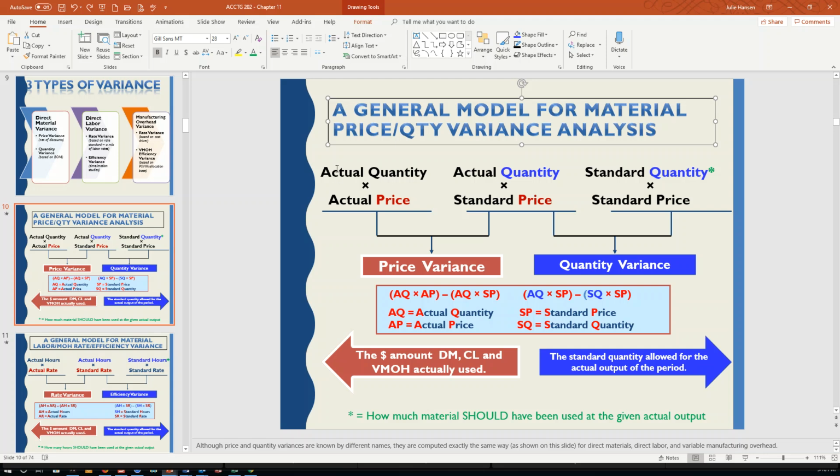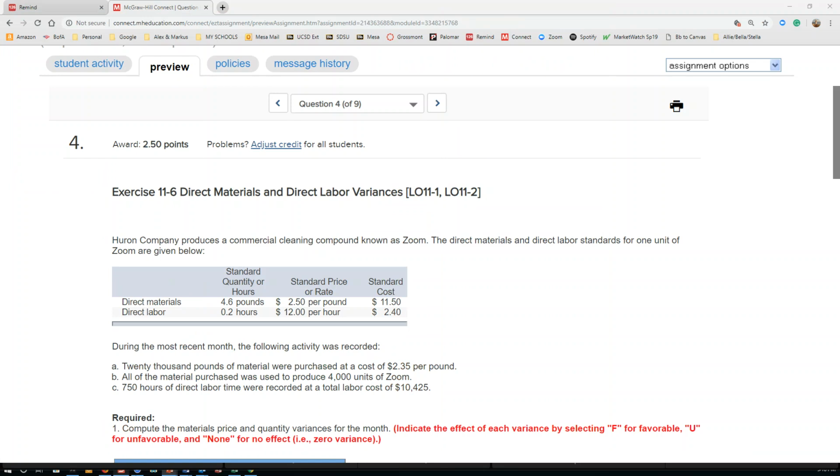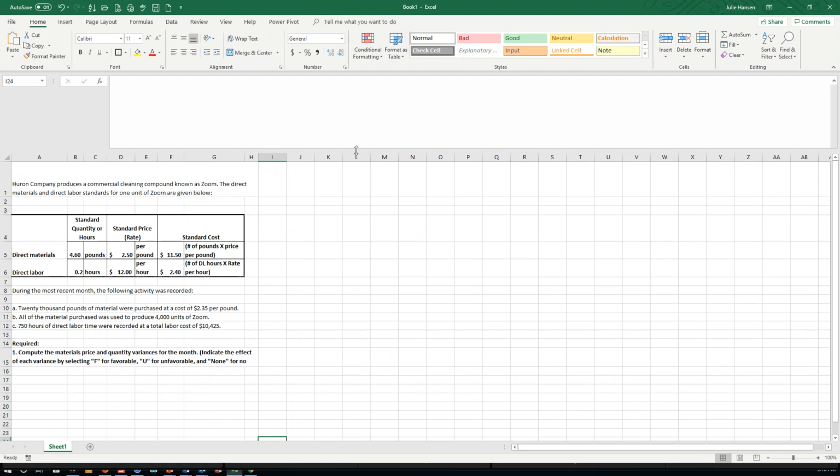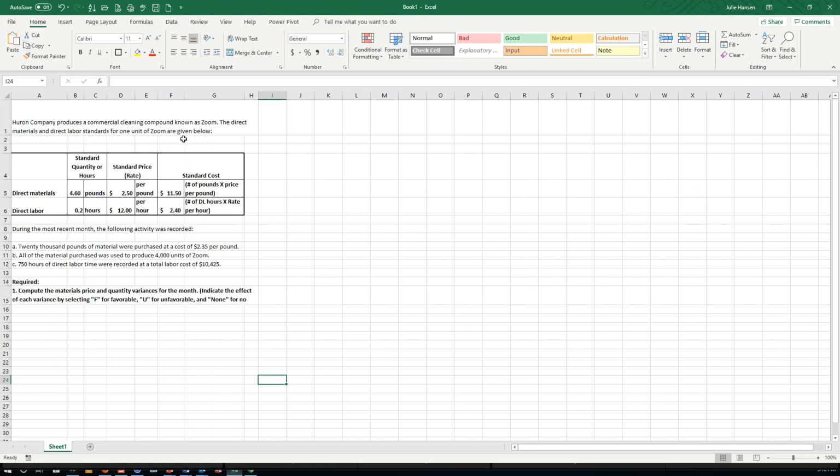All right, so now that I've got my AQ times AP and I've got this whole thing set up, I know you probably could have guessed this, but I took it into Excel. So this is exactly the same problem. This is the standards. There's the standard quantity, there's the standard price, and that just multiplies them out. It says during the most recent month, the activity was recorded.